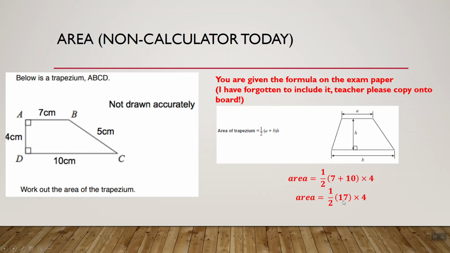So 10 add 7 is 17. So I've got a half of 17 times 4. Well, when you multiply, it doesn't matter what order you do it in. So because that's an odd number, the easiest thing for me to do is a half of 4, which is 2. 2 times 17 is 34. And the units, if it's a question where they explicitly ask you for the units, there's a mark for them. For area, in this case, it would be centimeters squared. If it doesn't ask you for them, there's no mark for it.